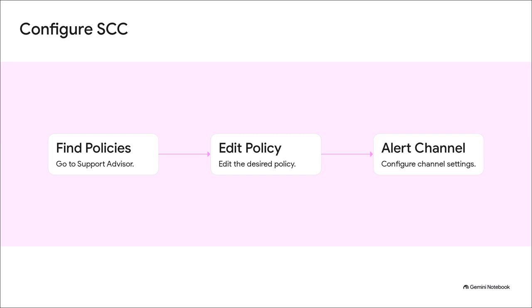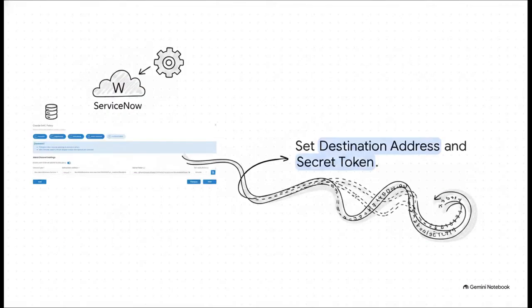Now we're inside SCC, and the setup here is incredibly intuitive. You'll route right through the admin panel, head over to Support Advisor, and dive into your policies. From there, you just edit whichever specific server policy you want to trigger your tickets and attach our shiny new webhook channel to it. This is where the entire integration comes together in one single screen, the Alert Channel Settings page inside SCC.